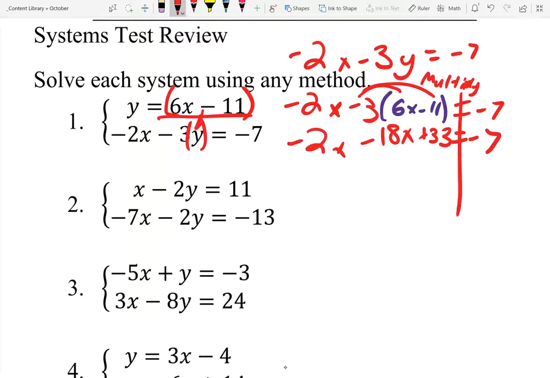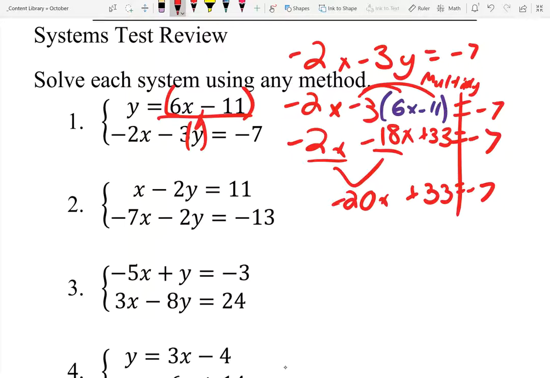Now, I notice as well that I've got these 2 x terms on the left side. I can put these x terms together. Why have 2 x terms when I can just have 1 x term? So negative 2x minus 18x is going to make us negative 20x. Bring down everything else. Again, all I did was simplify those x terms. So bring down 33, bring down negative 7, and just continue to solve.